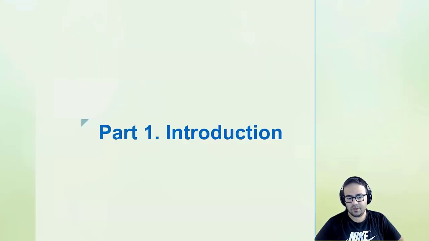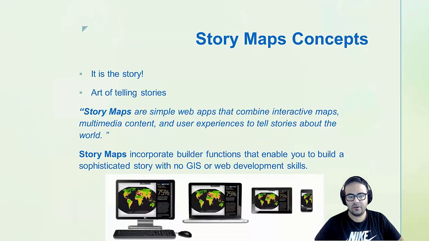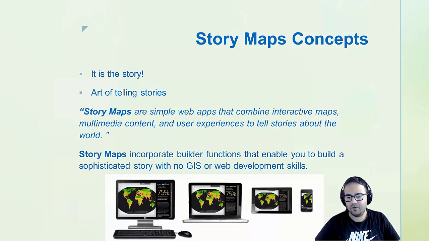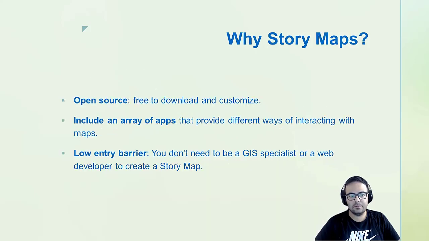We are going to talk about story maps, and then see how we can create our own. Because story maps are web-based applications, there is no configuration needed. The only thing you need is an ArcGIS Online license, and on top of that, story maps come with a bunch of other applications. Story maps incorporate the builder function, so you don't have to develop anything. The builder gives you the capability of creating content and converting it to a web-based application.